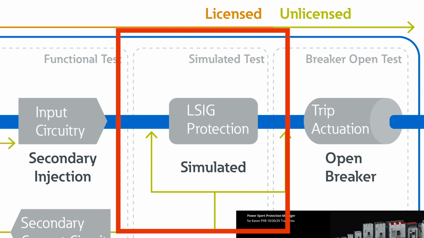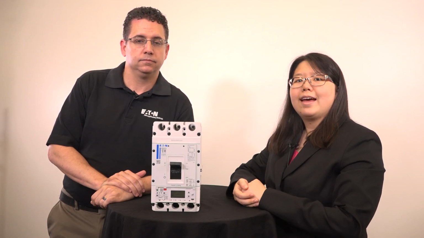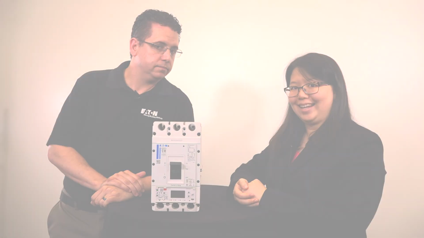This is a good way to verify that your trip unit is functional and to quickly check various points along the time current curve. If your breaker is connected to a PLC or an operator interface, you can use this test to quickly see the status change or verify the communications are formatted correctly between the two. Now let's show how a simulated test is done.